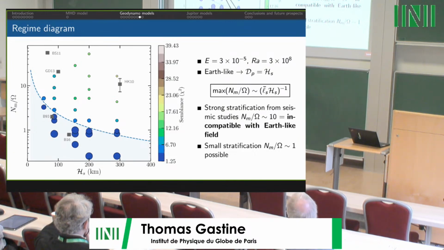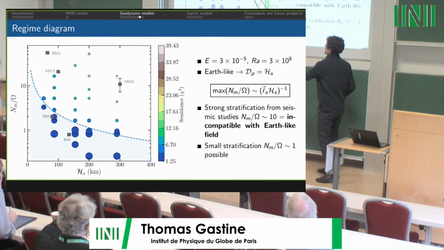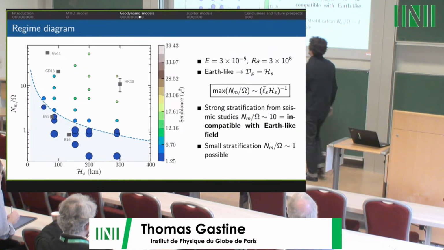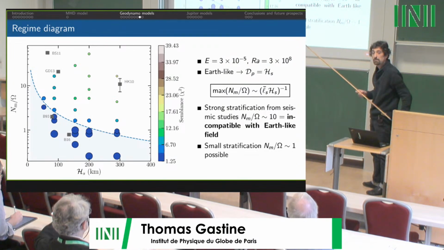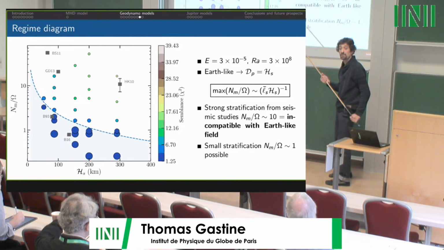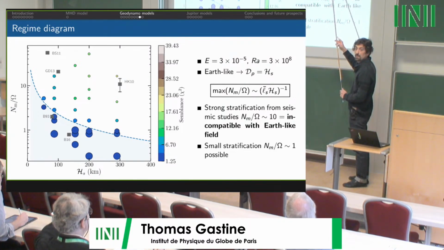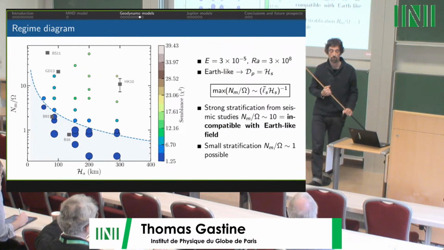In particular, if you go back to the seismic studies that gave a very large estimate for N over omega, it seems to be very unlikely to produce an Earth-like magnetic field with such a large degree of stratification. Now there are 2 dots underneath the line that could still work, the Bragg 93, the Buffett studies from 2016. But here you have to keep in mind that this array of simulations has been conducted with one fixed Ekman number. And so the horizontal length scale is more or less fixed. And so if you want to check the validity of this scaling, you want to change the Ekman number too.